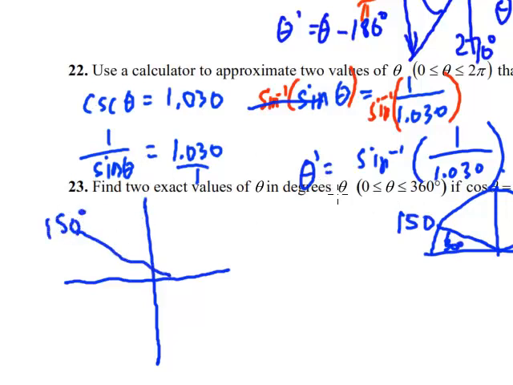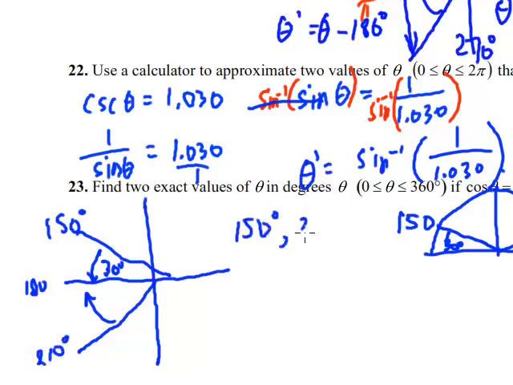Okay, where else is cosine going to be negative? It's going to be over here. So that was my 30, that's my reference angle. So now I have this 30, so this will be 180 plus 30, so this will be 210. So my two angles are 150 and 210. All right, last two.